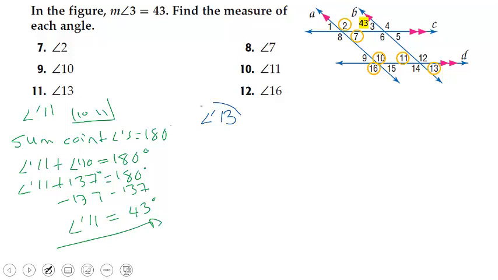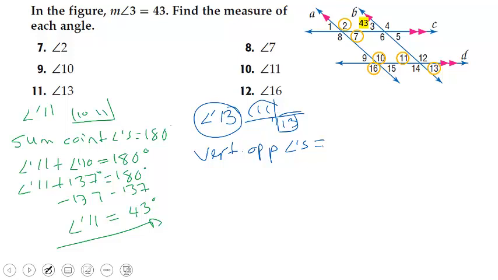Angle 13, if I draw it, angle 13 is over here like that, and I can't relate it much to anything other than angle 11. So I've got vertically opposite angles. Vertically opposite angles are equal to each other, so angle 11 is equal to angle 13, which is equal to, angle 11 is 43. Done.